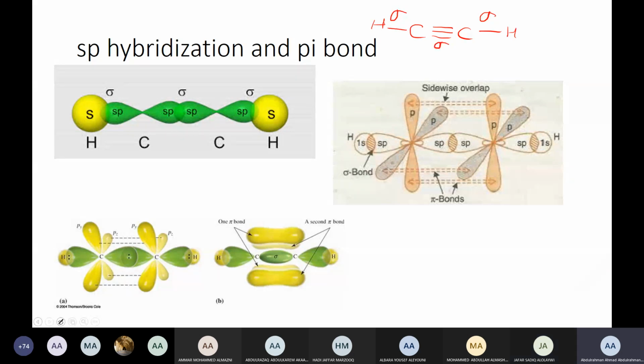Always only 1 sigma. Always sigma is only 1. Clear? The rest are pi. 1 sigma and how many pi? 2 pi. What's the hybridization of the carbon? What's the electron domain for the carbon? sp. Everybody, is it sp? It is sp. What's the other one? Same, also sp.